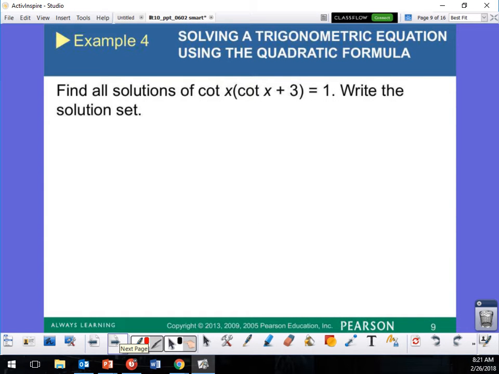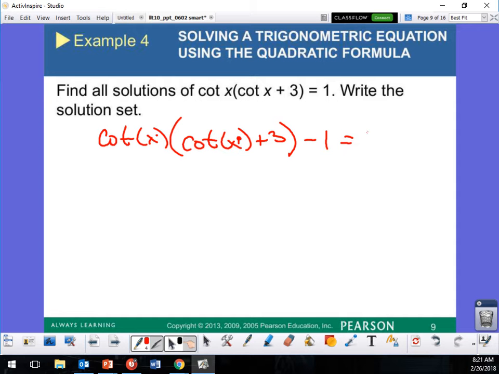Okay, this one right here. What's the very first thing I said you need to do? See if it's equal to 0. It's not equal to 0. A lot of people have trouble with multiplication and distribution, and that's one thing you would mess up. So I'm going to subtract 1 without changing any of this. So it's cotangent of x, parentheses, cotangent of x plus 3, close, minus 1 equals 0.